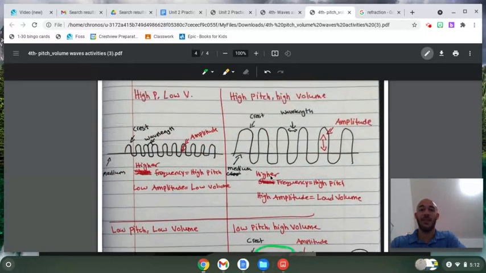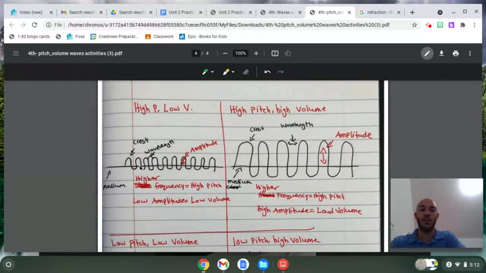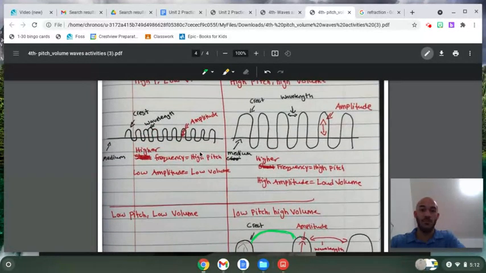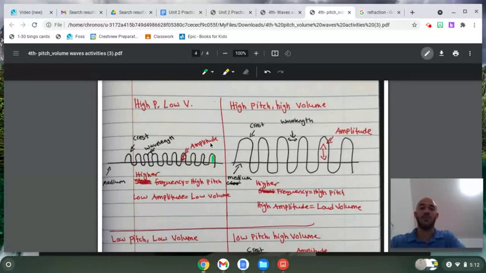But if we looked at a high pitch, now we wanted a high pitch with a low volume. So we have a lower volume. The amplitude is much, much lower. The amplitude is much smaller, not as high. So the volume is going to be shorter or softer.